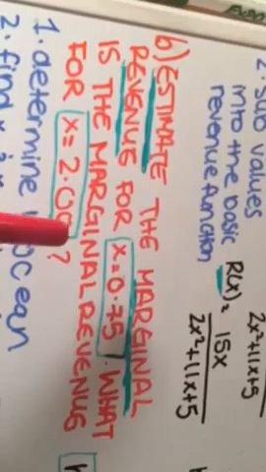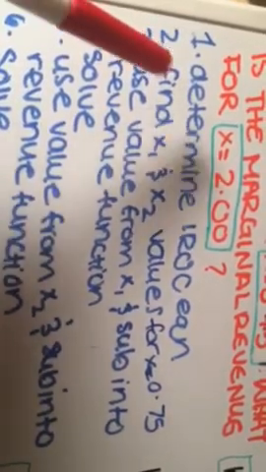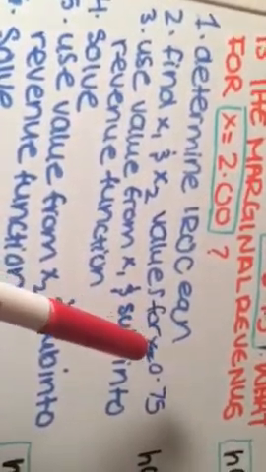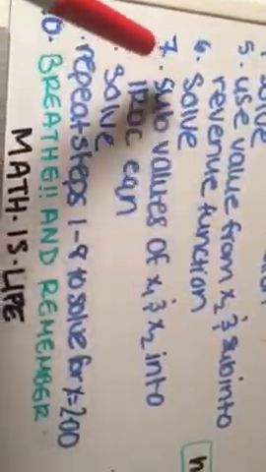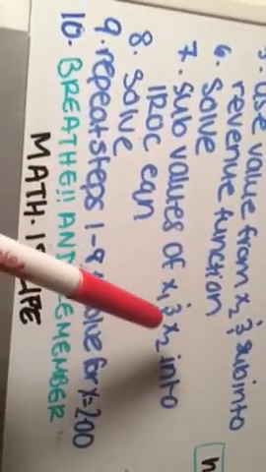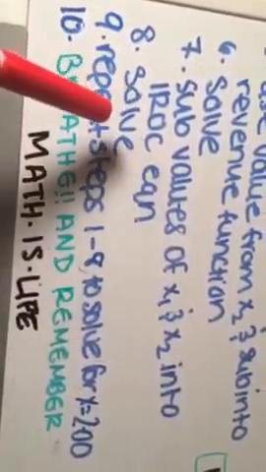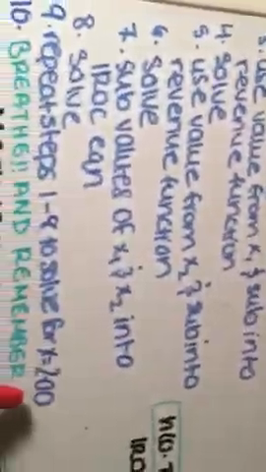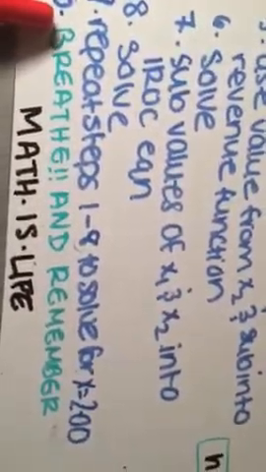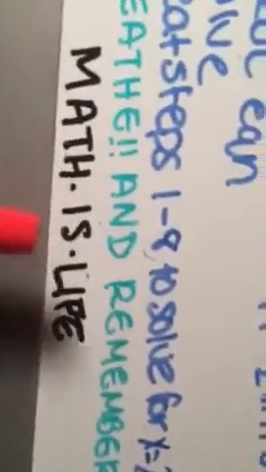Now this is a two-part question, and here's how we're going to solve it. First we're going to determine our IRAC equation. Second, we're going to find our x1 and x2 values for x equals 0.75. Step 3 is we're going to use our value from x1 and sub it into the revenue function. Step 4 is we're going to solve. Step 5 is we're going to use our value from x2 and sub it into the revenue function. Step 6 is we're going to solve. Step 7 is we're going to sub values of x1 and x2 into our IRAC equation. Step 8 is we're going to solve. And step 9 is we're going to repeat steps 1 to 8 to solve for x equals 2.00. Step 10 is the most important, guys. Breathe and remember, math is life.